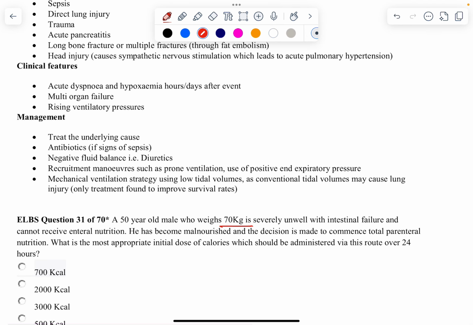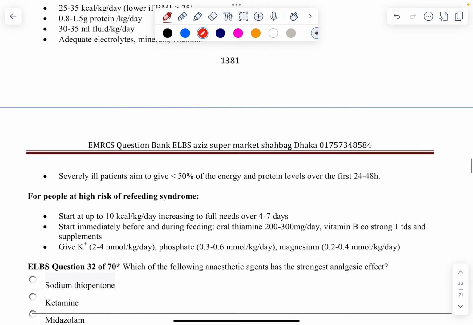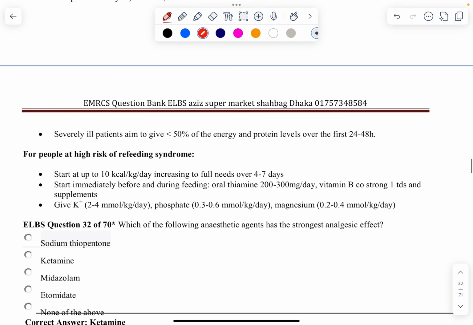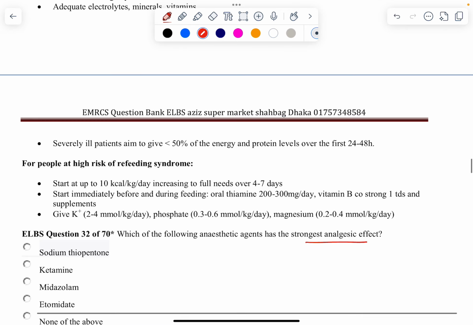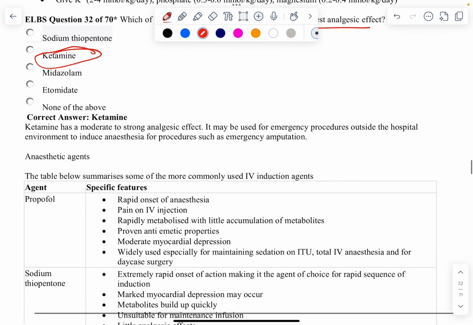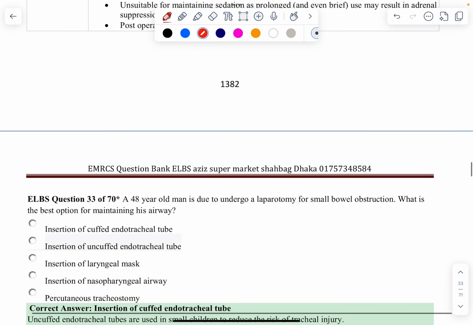A 50-year-old male, 70 kg, is unwell with intestinal failure and has become malnourished. What is the most appropriate calorie intake? For malnourished, 10 kilocalories per kg, times 70, equals 700. Which of the following agents has the strongest analgesic effect? Ketamine has good analgesia. A 48-year-old man to undergo laparoscopy for a small operation. What is the best option? Maintaining the airway, obstruction is there, so endotracheal intubation, that has to be cuffed.